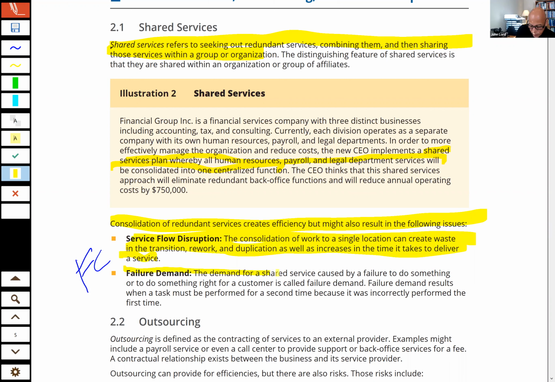And you can go ahead and include on your flashcard here: failure demand results when a task must be performed for a second time because it was incorrectly performed the first time. So now there's a failure demand, right? You're creating a demand for a service because we're not getting it right the first time. This is being caused by the fact that we're trying to make changes, and any kind of change could bring on a failure demand. If you're trying to share services, that could be the case.